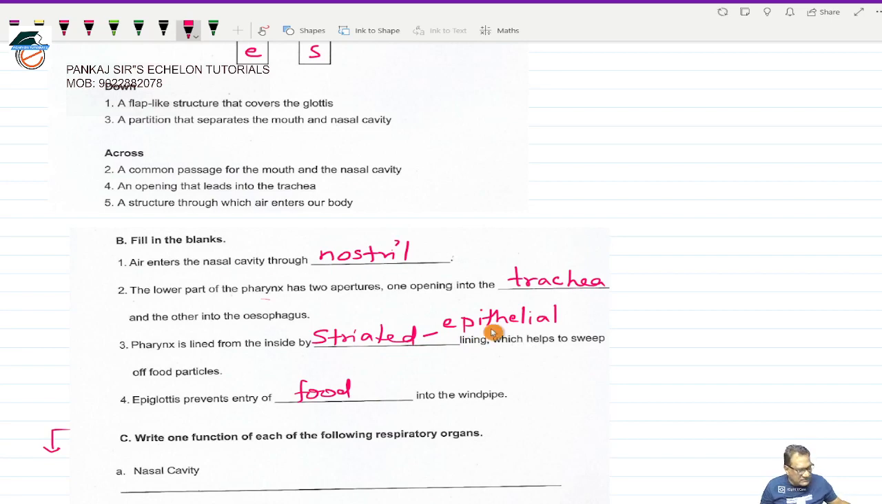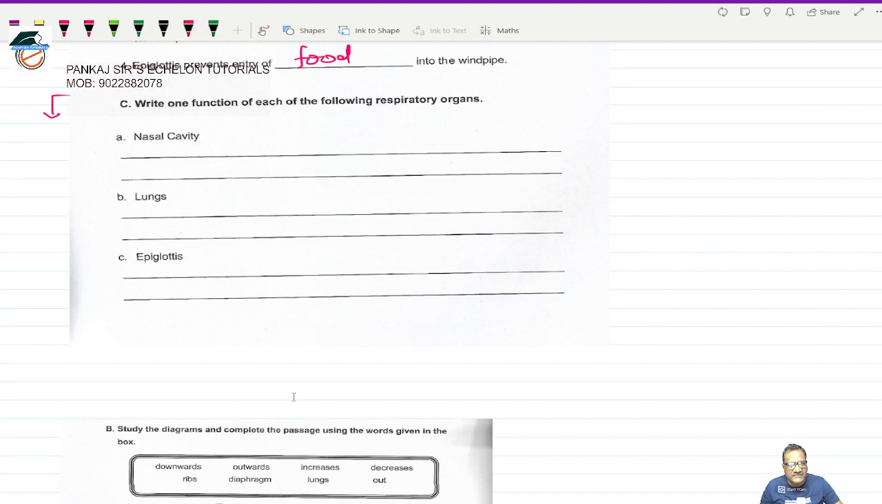Now in today's session we are going to start in continuation of where we left. The last question that we did was this fill in the blank: the epiglottis prevents entry of food into the windpipe. Today we are starting with the next part of the question, that is C. The question says: write one function of each of the following respiratory organs.